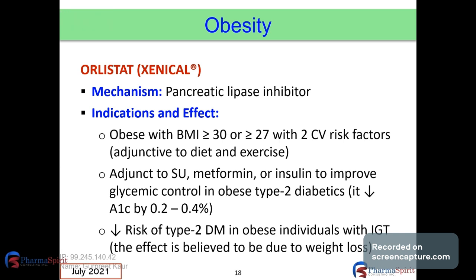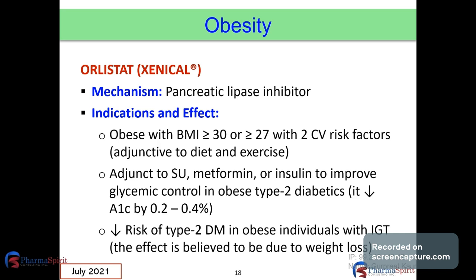Sometimes we use it in patients who are classified as overweight, who have a body mass index of 27 or higher. And it's used in the overweight when they have two of the cardiovascular risk factors, as I mentioned on a previous slide, like hypertension, like diabetes, like hyperlipidemia. In weight management, orlistat is only used as adjunctive therapy to diet and exercise.